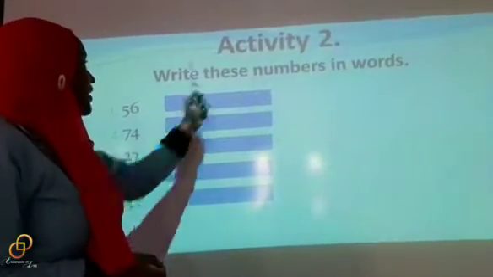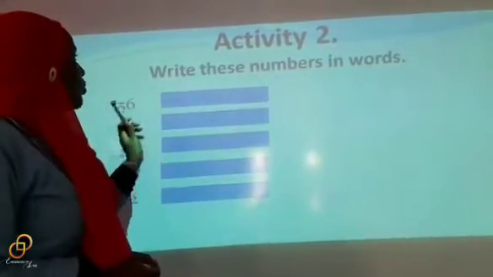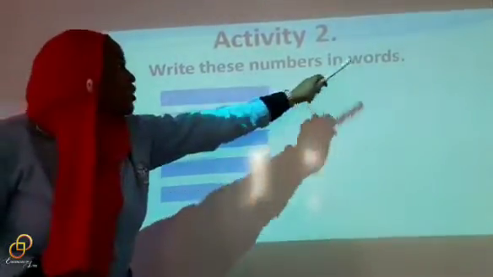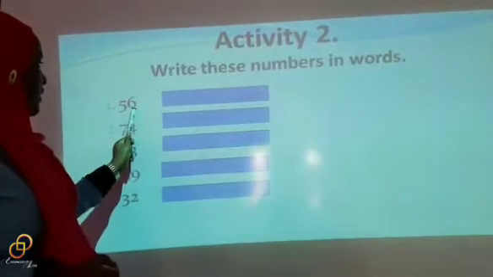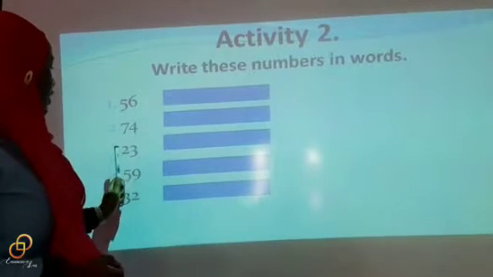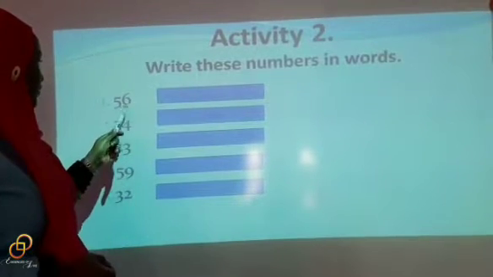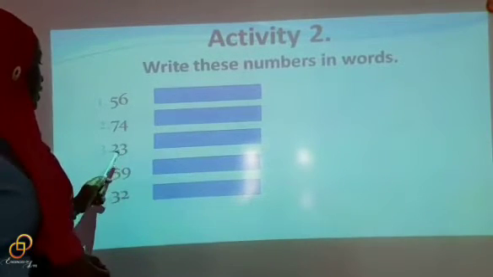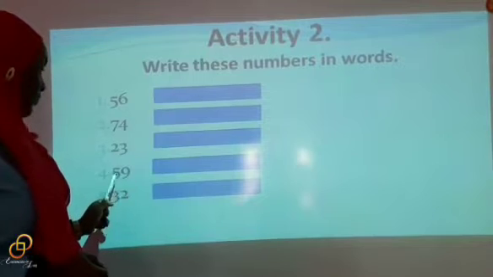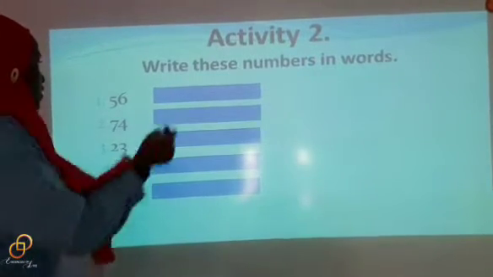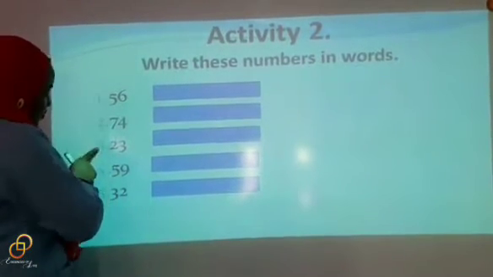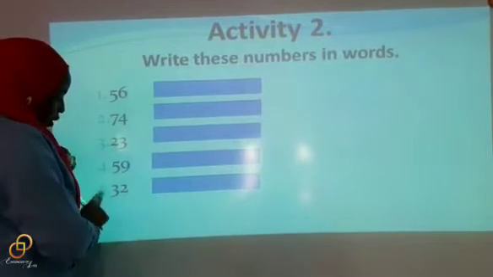Okay, here is activity 2. Here we want you to write these numbers in words. We have 56, 74, 23, 59, and 32. So I'll answer 1, 2, 3. I want you to answer 4 and 5.